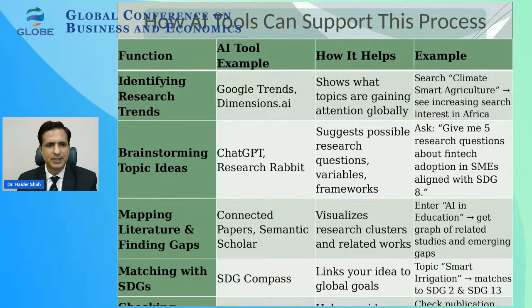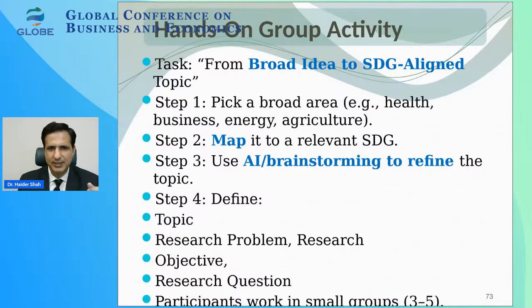All right, so we just discussed how AI can support us in that one. Let me demonstrate in a simple way again. Hands-on group activity, what we do normally on campus, is from broad idea to SDGs alignment. For example, you pick a broad idea: health, business, energy, or agriculture. You try to map it to the relevant SDGs. You use AI brainstorming to refine the idea. You define it. You come up with the topic, research problem, research question, and objectives, as I just discussed with you, and you can implement it.